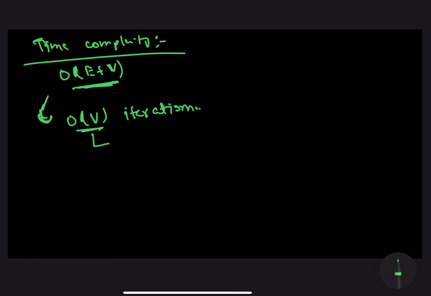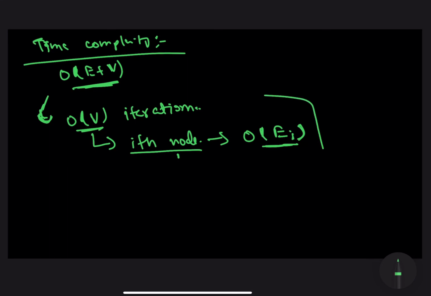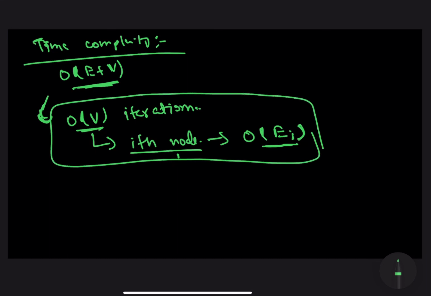And now inside each iteration, let's say in an iteration where we are processing the ith node, we also iterate over all the nodes j which are adjacent to this ith node. All right, so that internal iteration for a node takes O of E of I time, where E of I is the number of edges connected to the ith node over here. So from this logic, for each node I will be making O of E of I iterations internally.